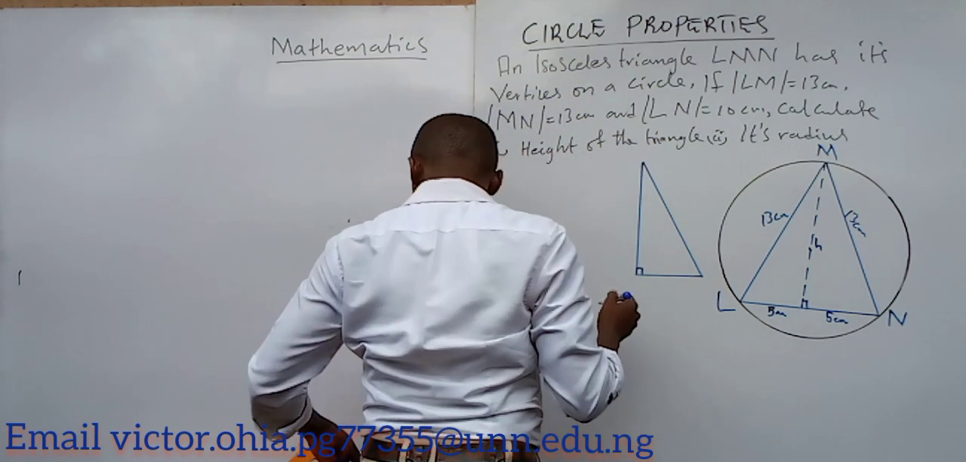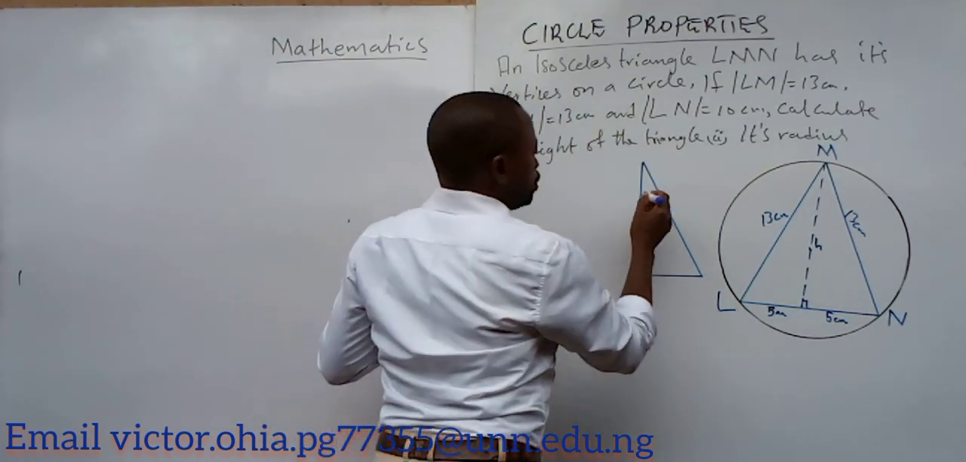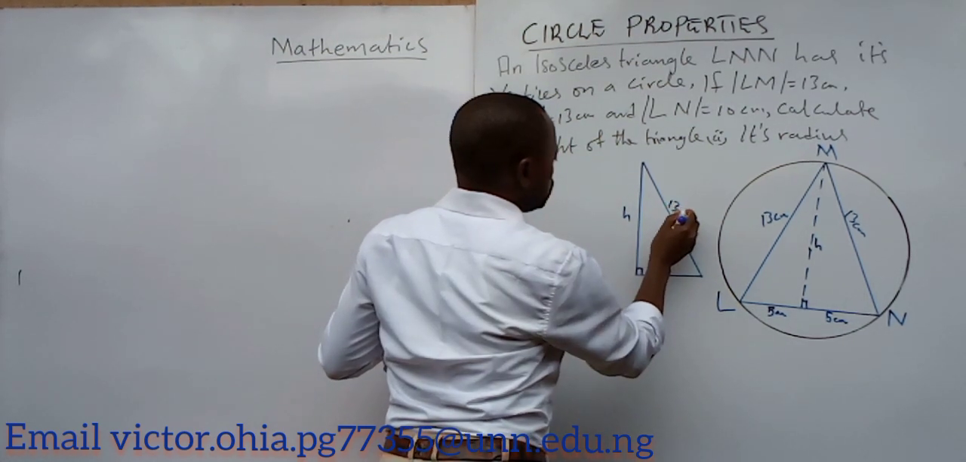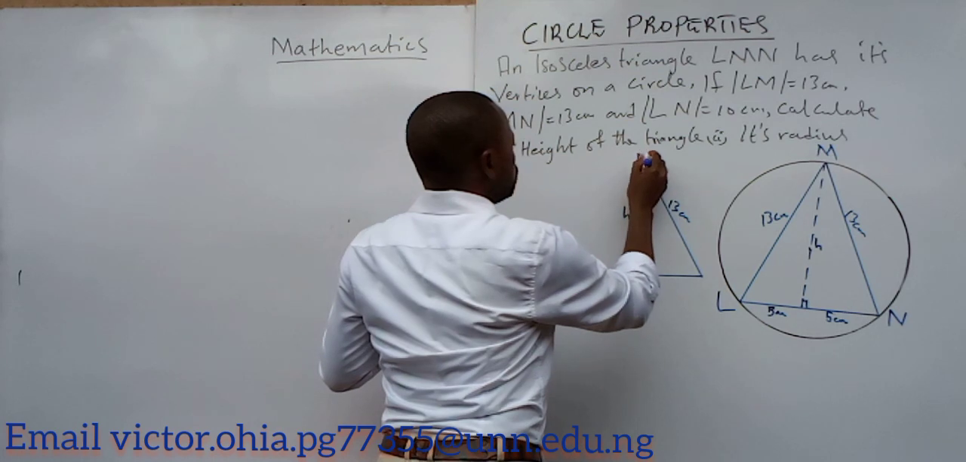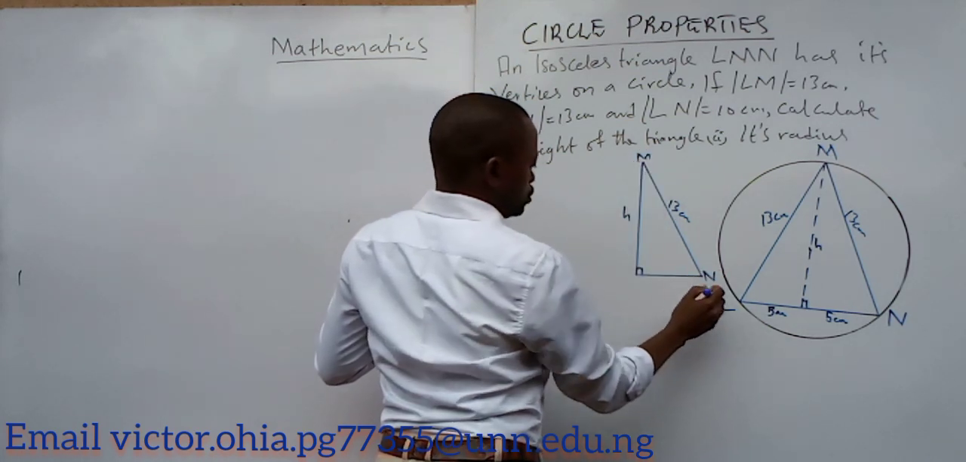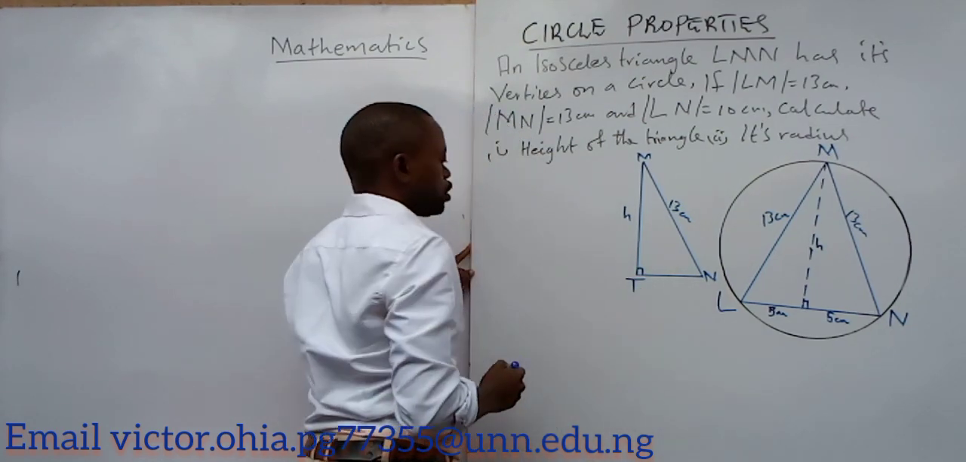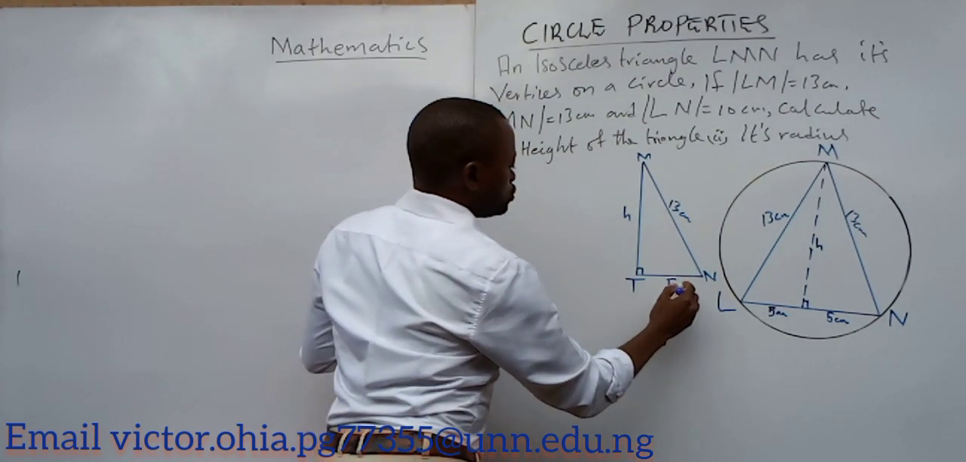So this is what I will have. This is the H, the height of the triangle. This is 18 cm. This is M, and this is N. And let me call somewhere here T. Okay, so this is 5 cm here.